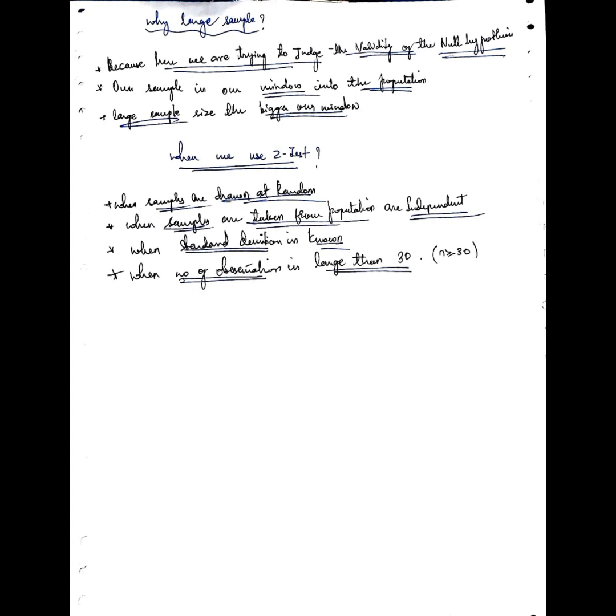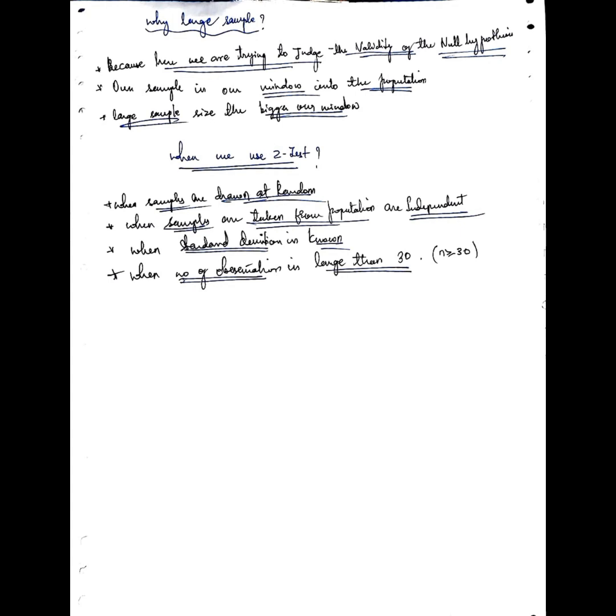Because we have to try to judge the validity of the null hypothesis. As I already told, the alternative hypothesis is tested against the null hypothesis. That's why the large sample has been taken. Our sample is our window into the population. With a large sample size we get a bigger window, and in that sense the viewpoint may get a bigger version. So that's why we take a large sample when we use this Z-test.